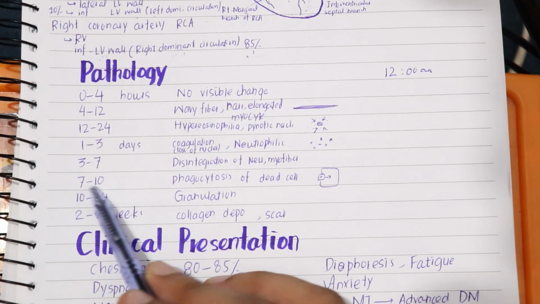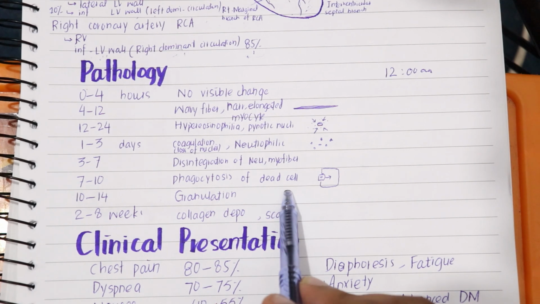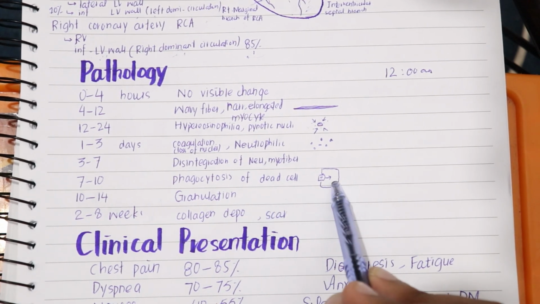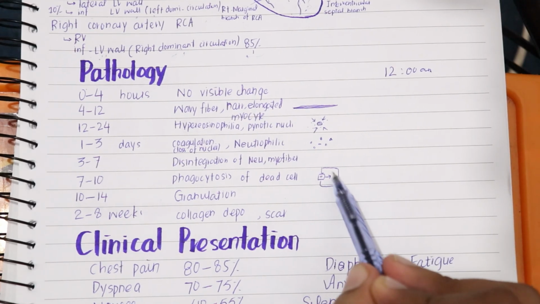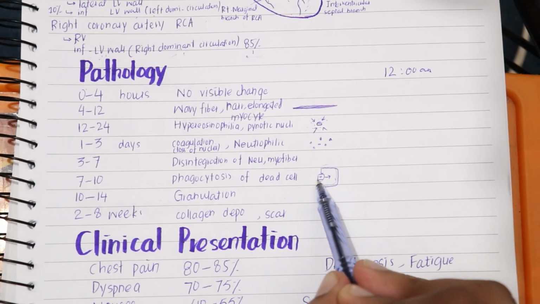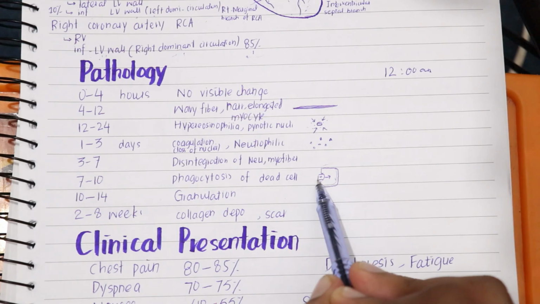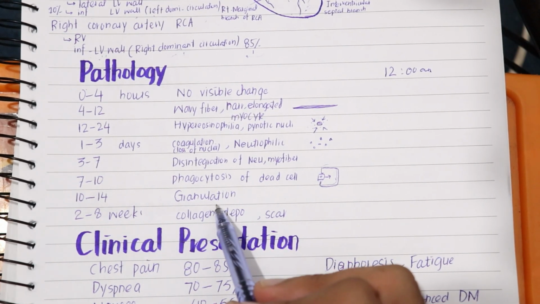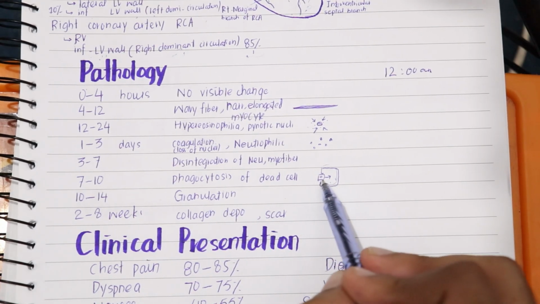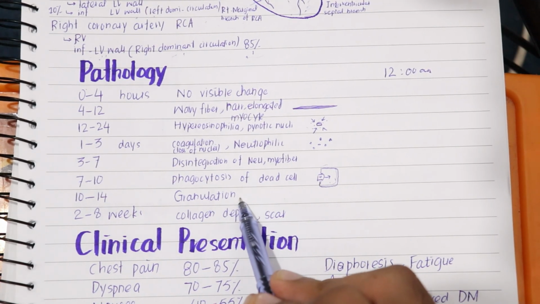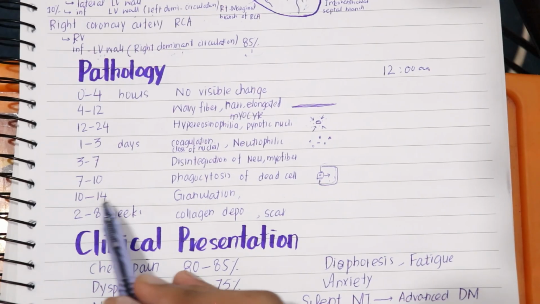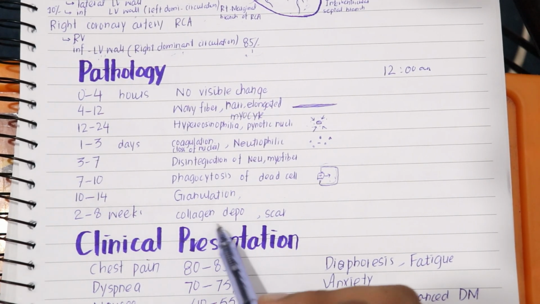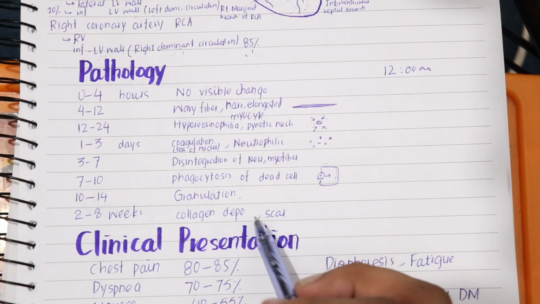From 7 to 10 days there is phagocytosis of dead cells. The cells that had disintegrated are now being engulfed by macrophages like this one. This is a macrophage eating the dead cell. There is phagocytosis. From 10 to 14 days there is granulation tissue formation, and from 2 to 8 weeks after that, there is collagen deposition and scar formation.